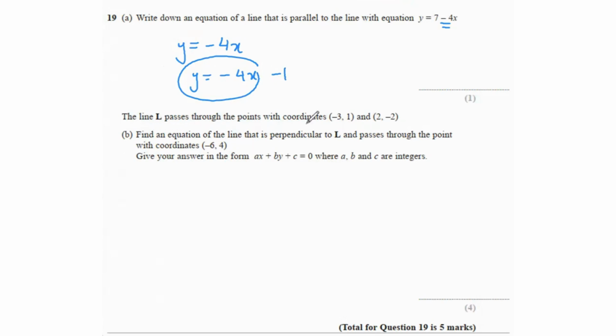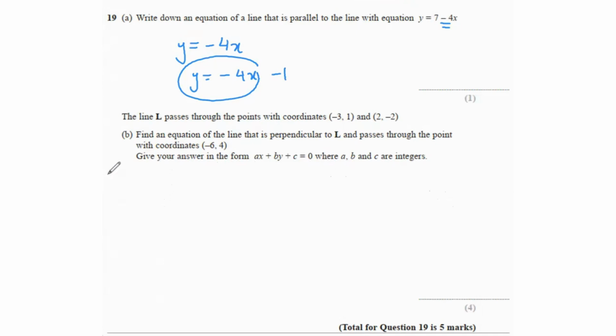Then the line L passes through the points with the coordinates (-3, 1) and (2, -2). Find an equation of the line that is perpendicular to L and passes through the point with coordinates (-6, 4). Give your answer in the form ax plus by plus c equals 0, where a, b, and c are integers.